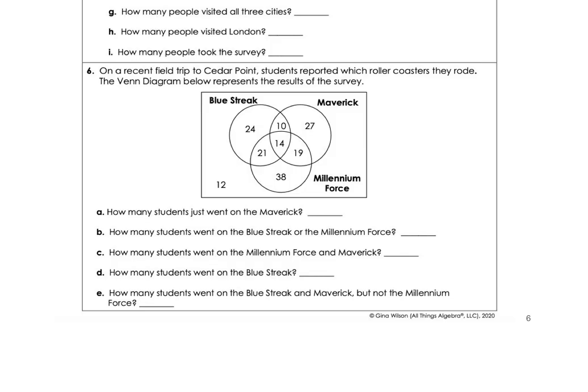All right, so these are 3 of the roller coasters that are at Cedar Point. The Venn diagram below represents the results of the survey. Okay, how many students just went on the Maverick? Only the Maverick. 27. I can't include these numbers here. These people right here rode the Maverick, but they also rode another roller coaster, right? These 27 here only rode the Maverick. They're in the Maverick circle, but not any other circle, okay?